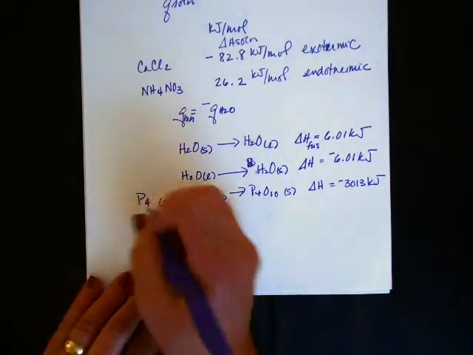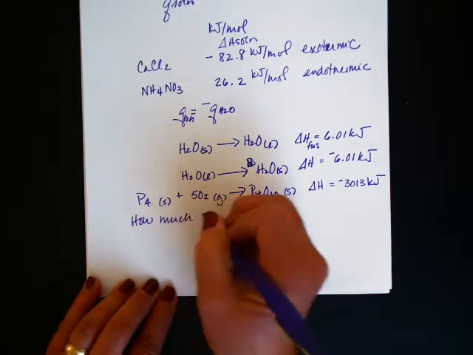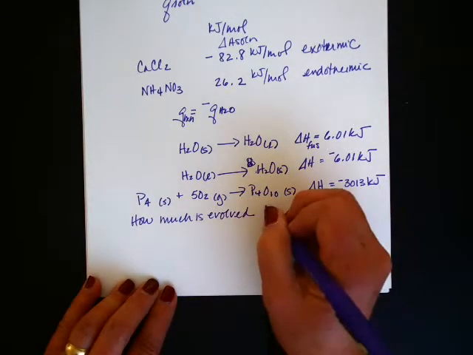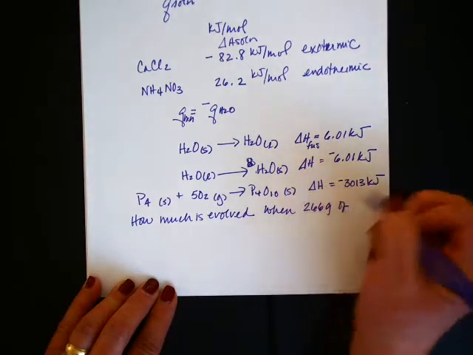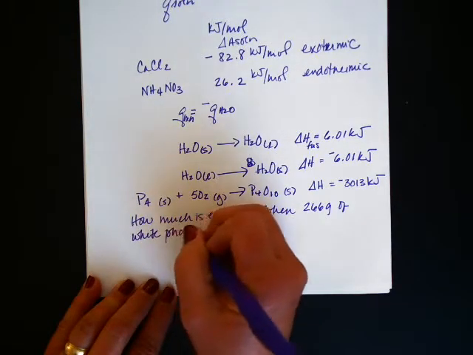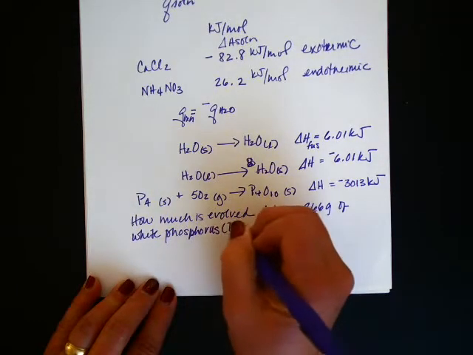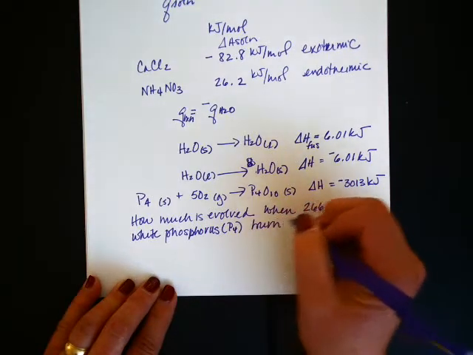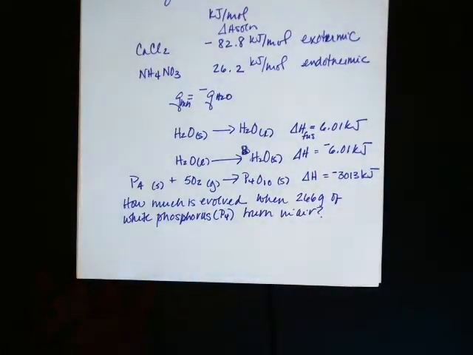But anyway, my question is, how much heat is evolved when 266 grams of white phosphorus, and that is what P4 is commonly called, burn in air. So here I'm going to use delta H as a conversion factor.